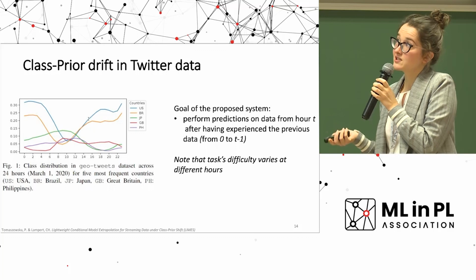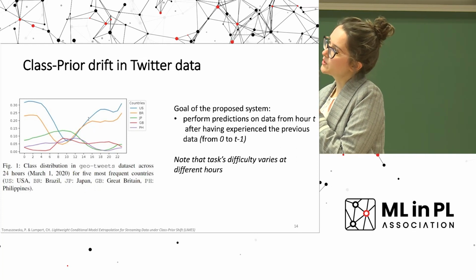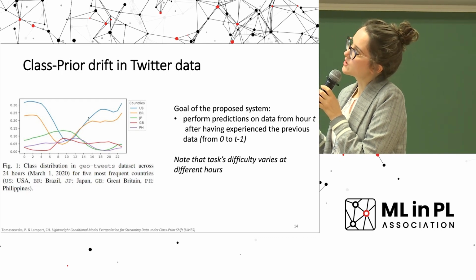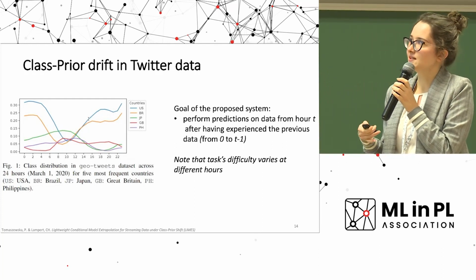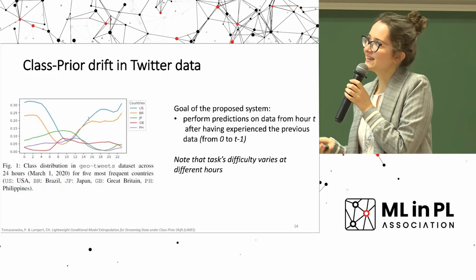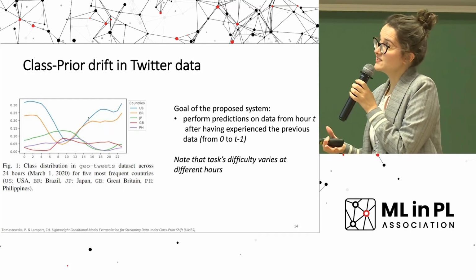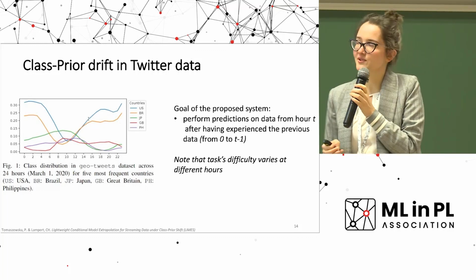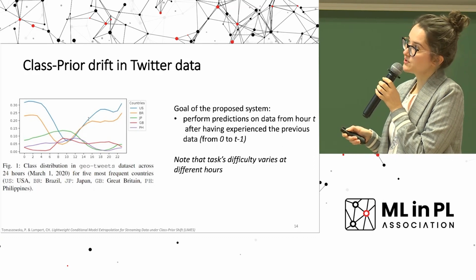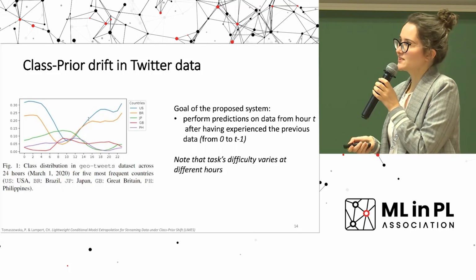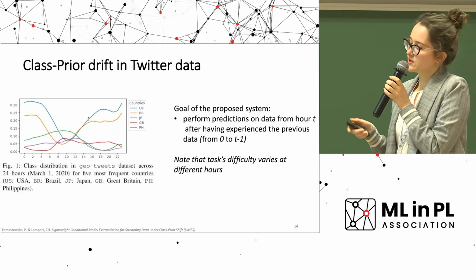Okay, so what does it mean that there was class prior shift in the data? It means that if we have a look at the class distribution of the labels in time, here we have the data from one day, and we can see this fluctuation. So let's say US, this is the blue line, so there's a big minimum here. It means that at the beginning, people from US were tweeting, but then they went to sleep, so they were not tweeting. Then they woke up and were once again tweeting. So the goal was that we wanted to do the prediction on data from hour T after having experienced previous data, so the data from time 0 to T-1. And of course, because of these variations, so different class distribution over time, also the difficulty of the task varied. So here, there were a lot of different countries that were tweeting at the same time, and these probabilities were pretty much similar, so the task was difficult.